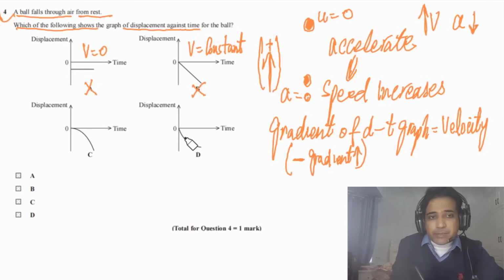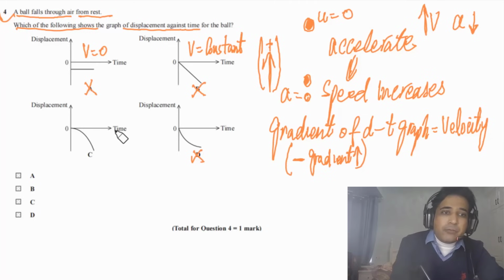If you look at this one, it is telling us speed is decreasing, because the gradient is decreasing. So this is not a possible answer. Now if you look at this one, it is telling us the gradient is increasing, so speed is increasing. The gradient is negative, so velocity is negative, because down is taken as negative. By convention, we take up as positive. So this is the best answer. The answer for this question is C.